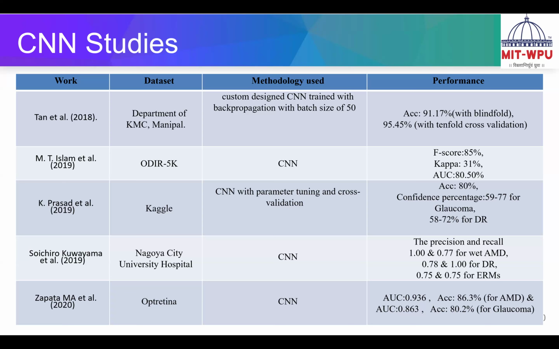Okay, thank you. Then in the second paper, this is the performance they have achieved. In the third paper, they have used a Kaggle dataset, and they have used a CNN with parameter tuning and cross validation. And with that, they have achieved an accuracy of 80%, confidence in the range of 59 to 77% for glaucoma, and for diabetic retinopathy, 58 to 72%. Then in the next paper, they have used the Nagoya City University Hospital dataset, and they have used a CNN model.